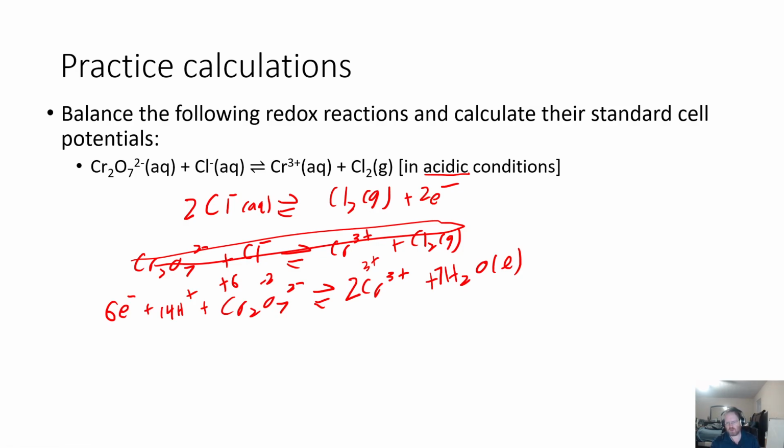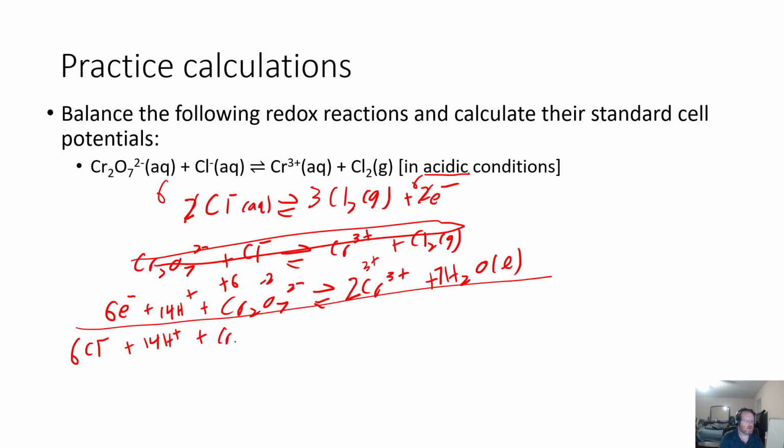So now we can figure out if we add these together. When we combine them, we've got to take the top one and get 6 electrons. So that's going to multiply everything by 3. So you'll have 6 chlorides, 3 Cl2s, 6 electrons. We go to add them, the electrons cancel. So we'll have 6 Cl- plus 14 H+ plus Cr2O7 2- in equilibrium with 3 Cl2 gas plus 2 Cr3+ plus 7 waters. And so now we have a balanced chemical equation.